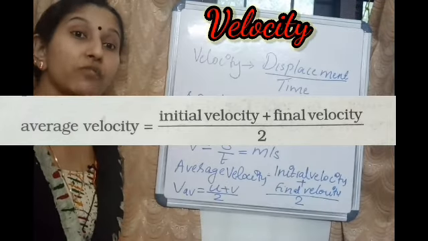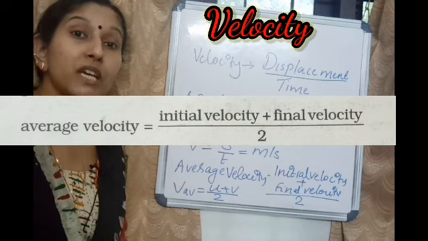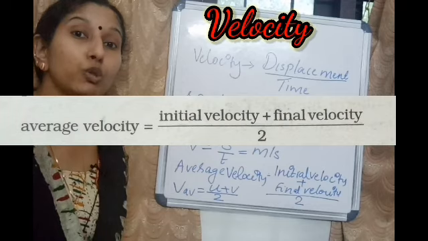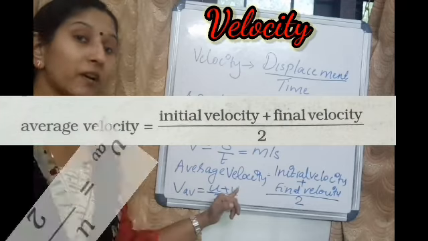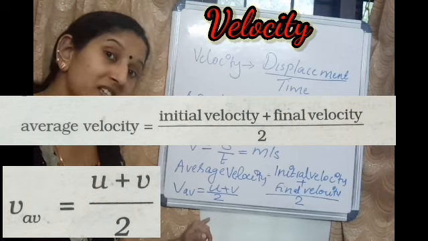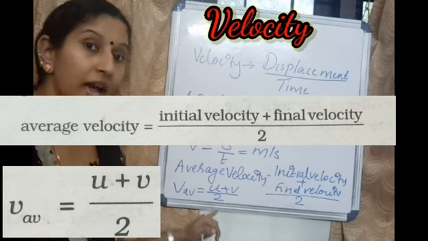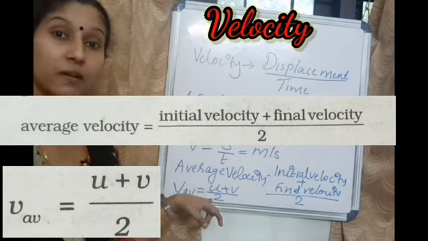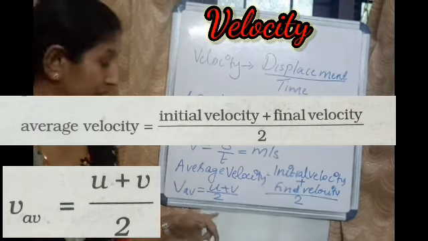So what is the equation to find the average velocity? Initial velocity plus final velocity by 2. V average equals U plus V by 2. What about average speed? Average speed is the total distance divided by total time. And average velocity is initial velocity plus final velocity by 2.